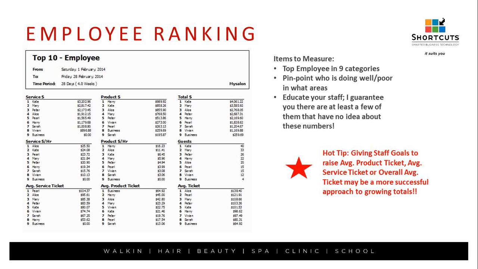So our hot tip: giving staff goals to raise their average product ticket, average service ticket or overall. Those average service, product and ticket prices at the bottom may be a more successful approach to growing totals. So that means that we're selling more to our clients. It doesn't matter how many clients we've got coming through the door, we're selling more to those people that are coming in.